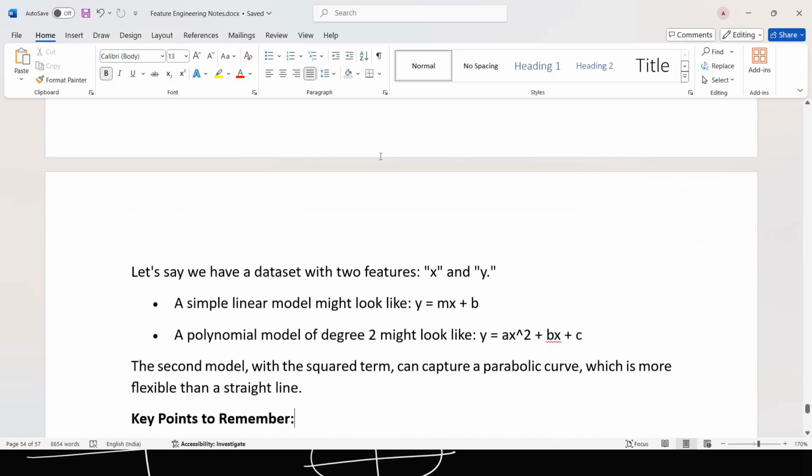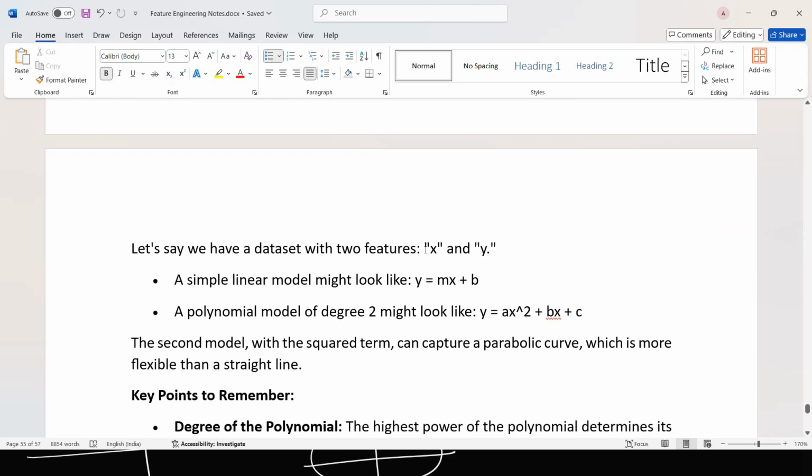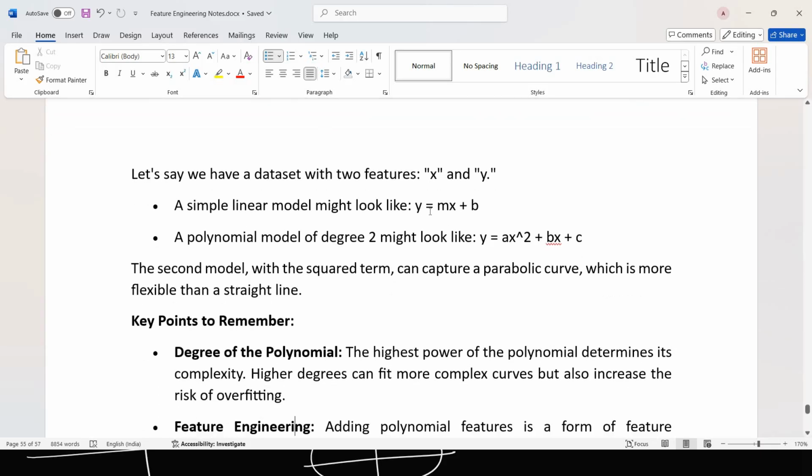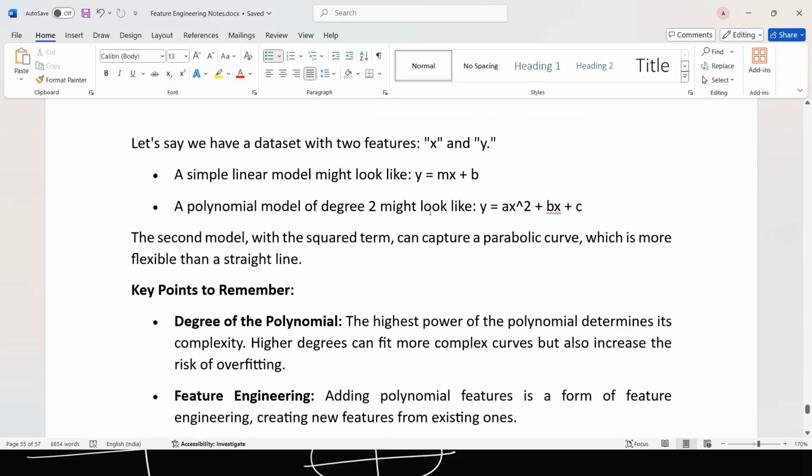So this is the simple example. Suppose we have a data set with two features, X and Y. X could be something like the amount of fertilizer, and Y could be the quantity of the harvest that you are getting, right? So anything could be there. So there could be a simple linear regression model like y is equal to mx plus c. So wherever there is this kind of equation, y is equal to mx plus c, then in that case, it is known as a linear equation.